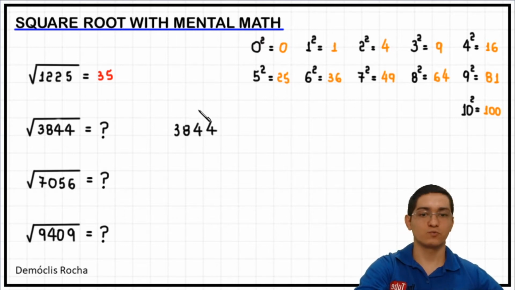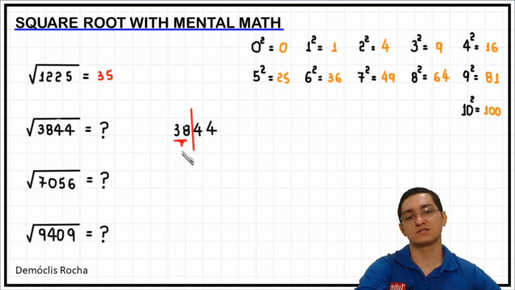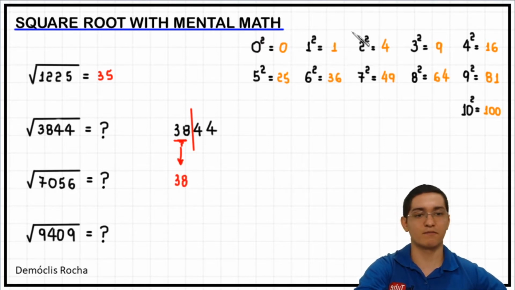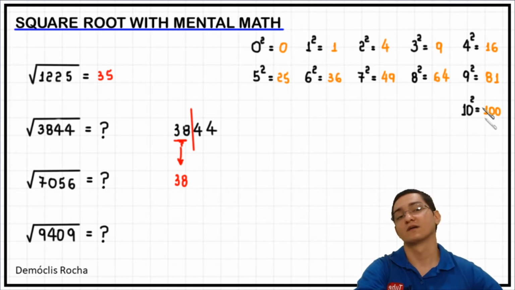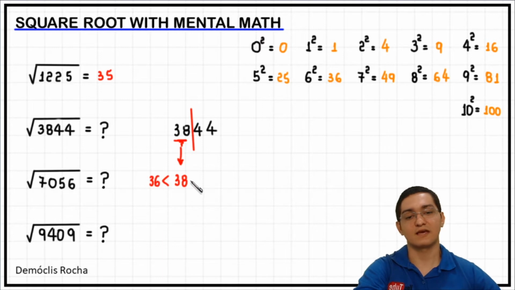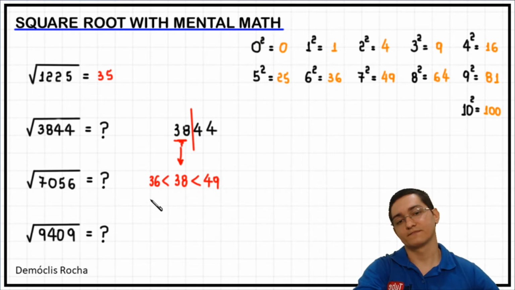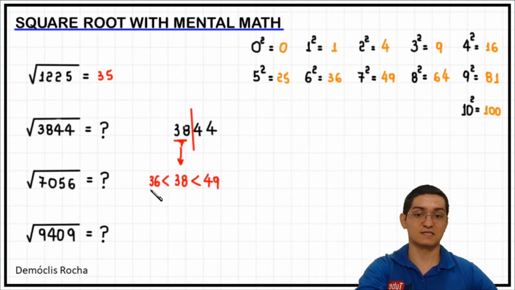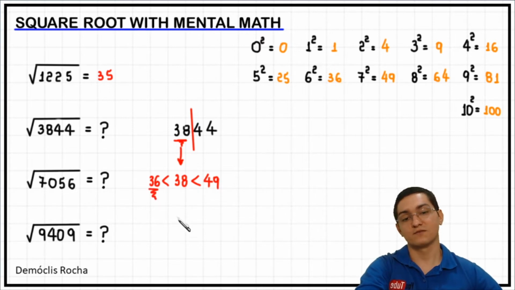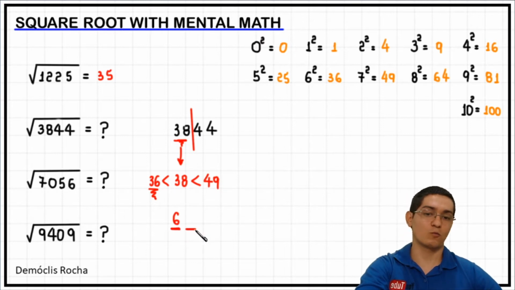3844. Like I told you, we separate the digits like this. We look at these first two digits here. What number do we have here? 38. And then we compare to these numbers here that you are supposed to know by heart. Well, 38 is greater than 36 and it is less than 49. So we always look at the number on the left, the smaller number. Since it is 36 and 36 is the square of 6, we know that the tens digit is going to be 6.